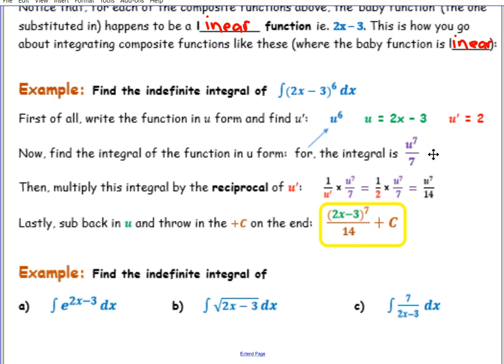Wait, so the u to the 6 is the mother? The mother, yeah. I tend to call it that, the mother, like the overall function. And the baby's the thing inside. The green for me is the baby, yep. So I'll try to use those colours. Green is the baby, and I'm using red as being the derivative of the baby.